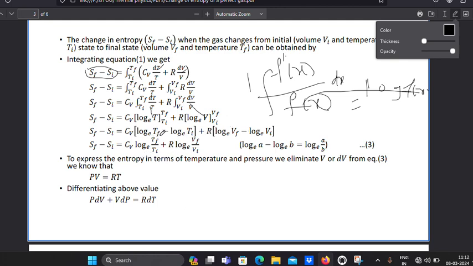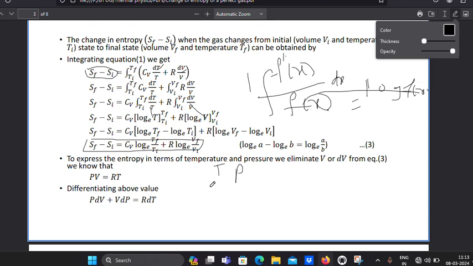Okay, so like this. Now see, log a minus log b forms are there. So we can write log a minus log b equals log a by b. That is why the log a by b formula is used here for this and for this also. So finally we got this one. This is the expression in terms of volume and temperature. Next, to express the entropy in terms of temperature and pressure, we have to express it in terms of T and P, and eliminate V and dV.